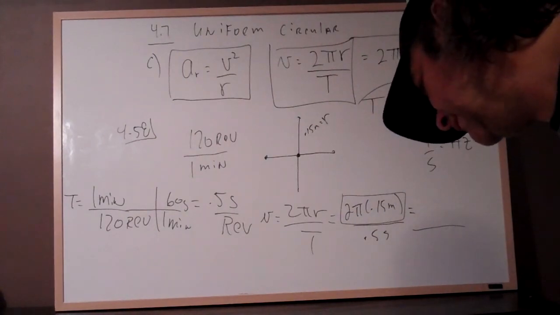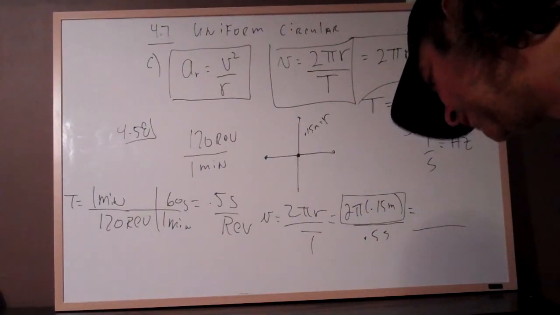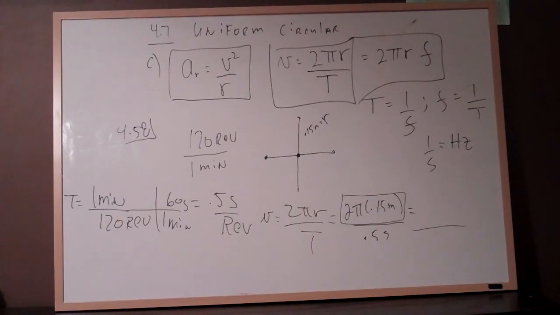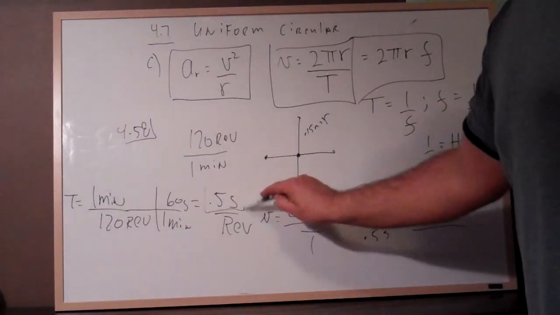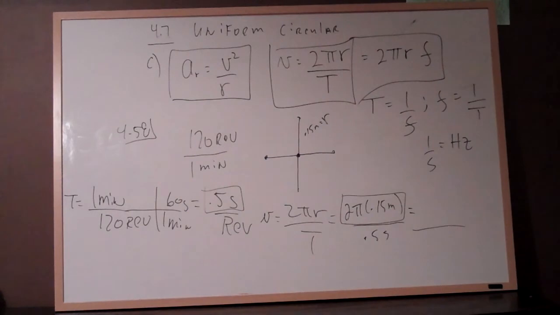And then part D, what is the period of the motion? Well, actually we got the period of the motion to begin with, 0.5 seconds. Great, so that completes number 58 of chapter 4.